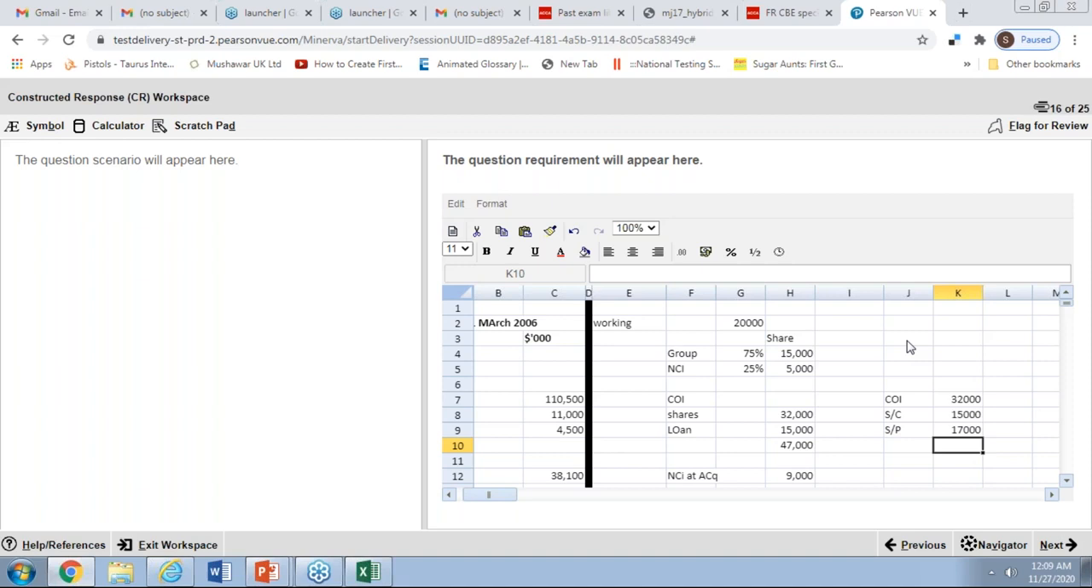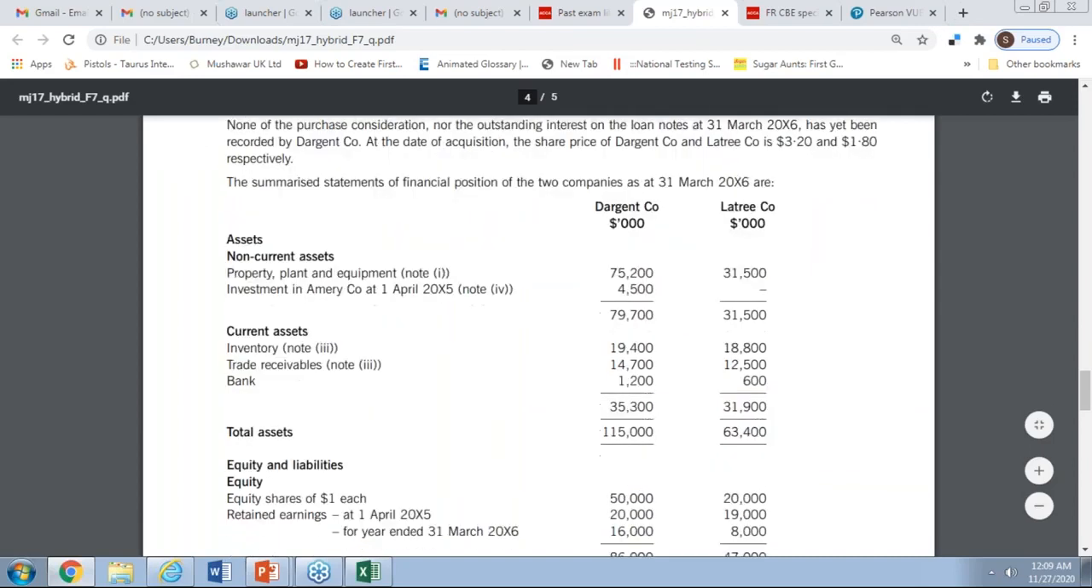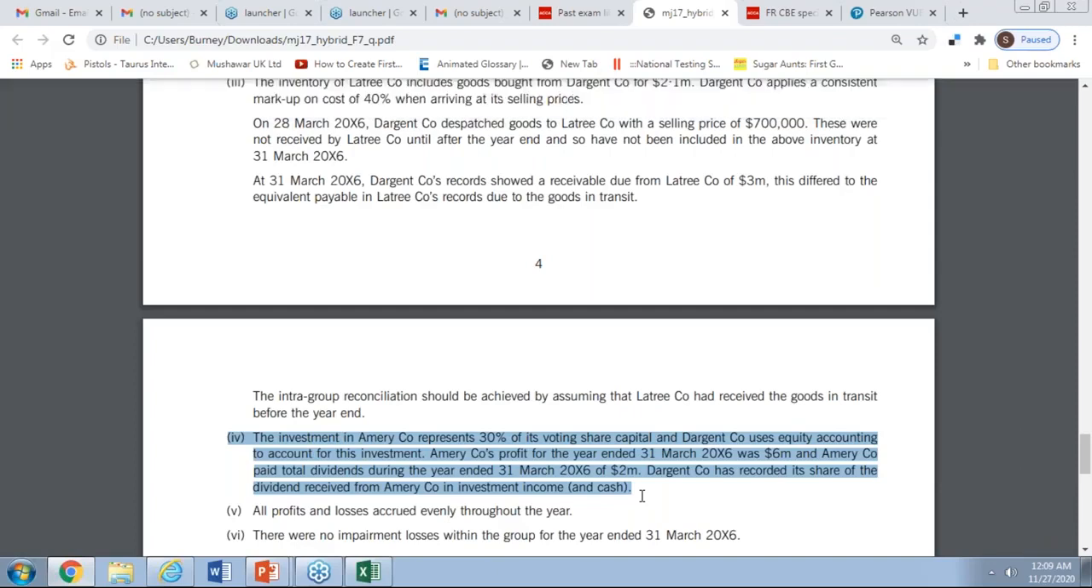What did we skip? We skipped this note actually. This is the note that we have skipped. This is about the investment in associate. We didn't discuss this today, and we have skipped this note and our balance sheet is balanced without even attempting this note. So this is the concept of associate actually, but I think we have already run out of time.